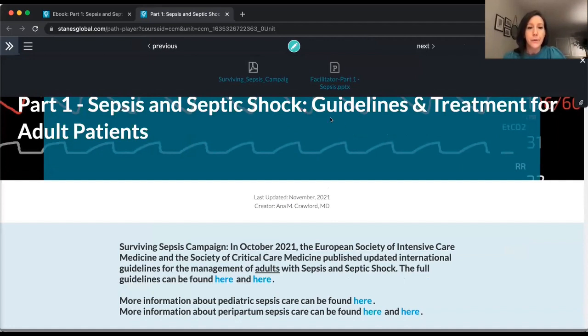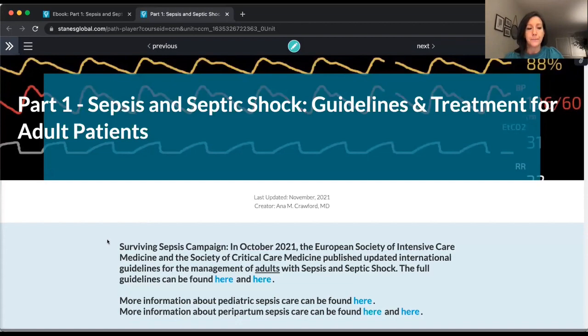The two materials that we have for you today are the Surviving Sepsis campaign article that contains all 93 updates that we'll be discussing today and Friday. As well, there are facilitator PowerPoint slides so that if you want to, after going through this lecture with us, you can go and teach about sepsis and septic shock using those slides.